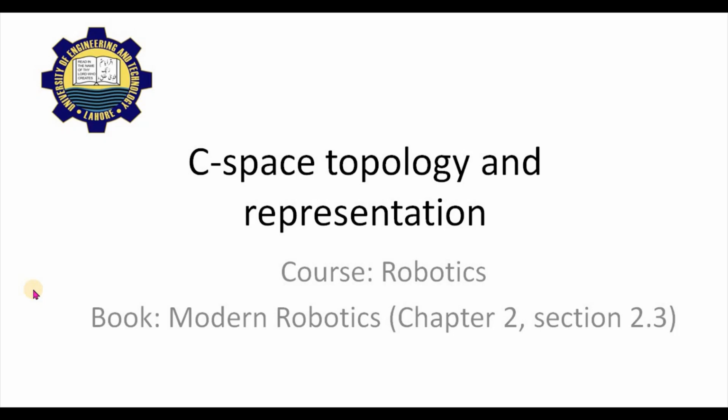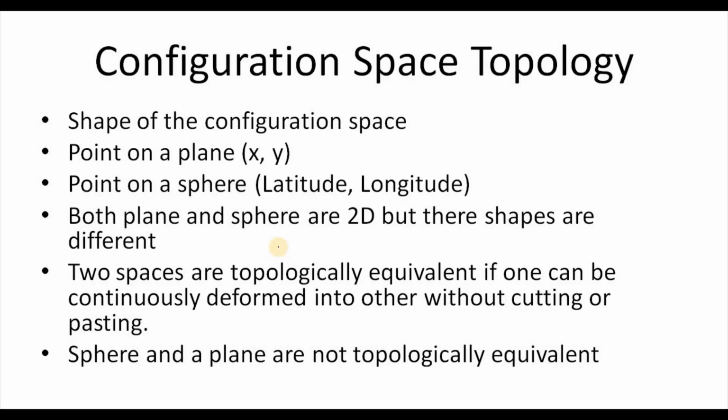For more details, you can read chapter number 2 and section 2.3 in the book Modern Robotics. So from section 2.3 till the end of this chapter, you can find material related to this lecture. And now we shall see what is a configuration space topology.